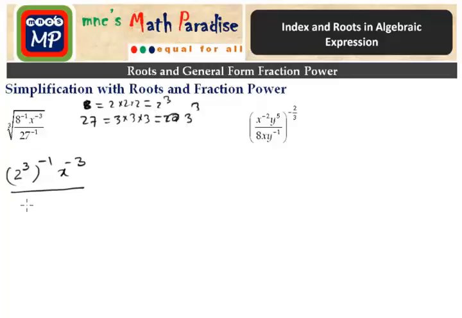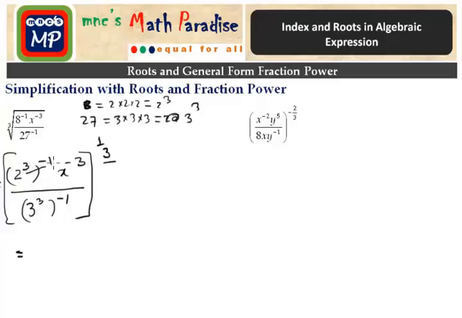So 27 can be written as 3 to the power 3 to the power minus 1. Now this cubic root, we will convert the cubic root into fraction power, that is 1 divided by 3. Okay, now this power 1 by 3 is distributed over all these three terms. So here, 2 to the power 3 to the power minus 1 to the power 1 by 3. So all these three powers will multiply.